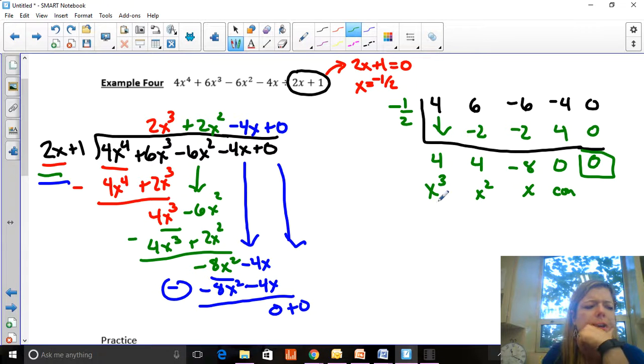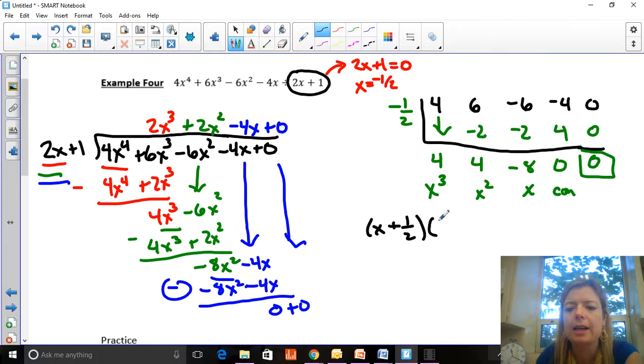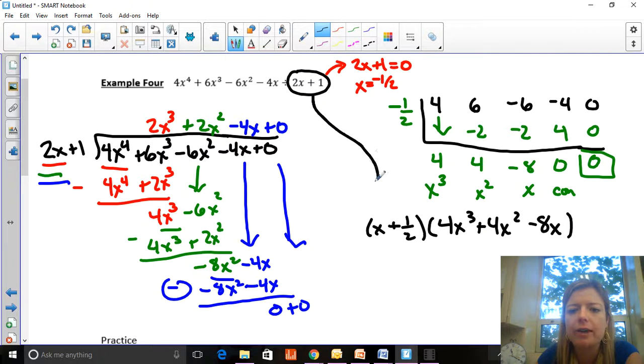So you might be looking at this and saying, but Mrs. Weens, I got a 4, 4 minus 8, and here I got a 2, 2 minus 4. So what do you notice about that? You should notice that this is just double this. So why is that true? Well, it's true because of this minus 1/2. So really what this means here is that we have x plus 1/2 times 4x cubed plus 4x squared minus 8x. So we want this, though, to look like 2x plus 1, right? We want that to be 2x plus 1. So how do we do that?